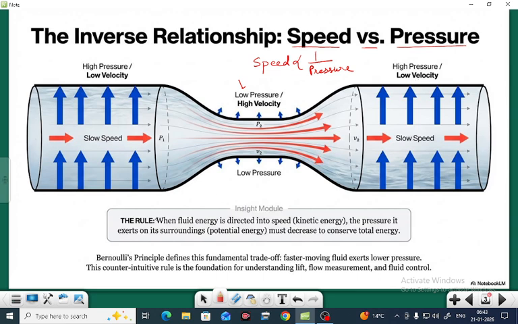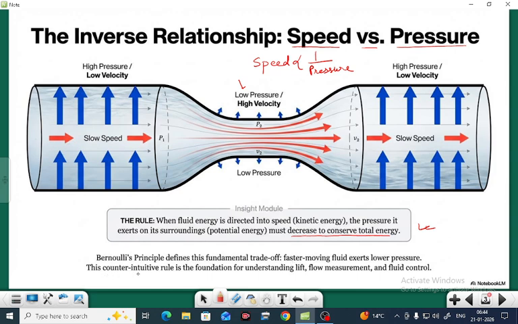So what is the rule? The rule: when fluid energy is directed into speed, kinetic energy, the pressure it exerts on its surroundings, potential energy, must decrease to conserve total energy. That is our rule. Bernoulli's principle defines this fundamental trade-off. Faster moving fluid exerts lower pressure.